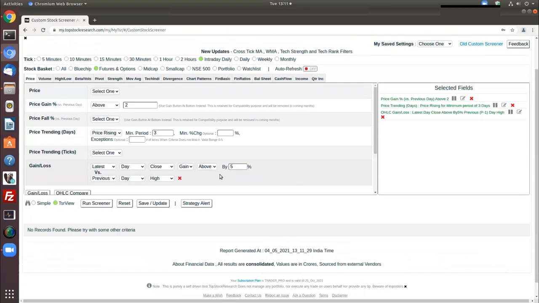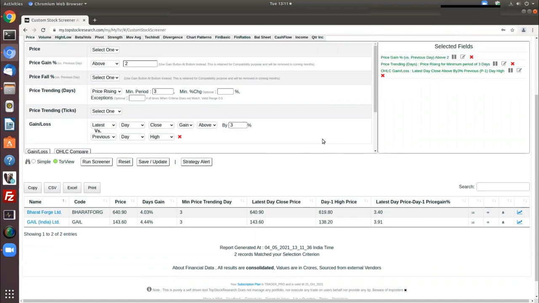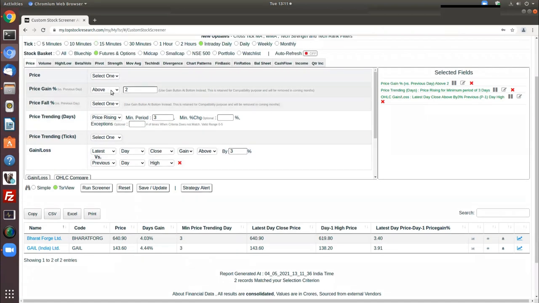So not so lucky. Let's see, 4%. 3. Yeah, so you see that today's price is greater by 3% when compared with the previous day high. Over here, what you see is previous day close versus current price. So this is how you can incrementally add more and more filters in price and volume.